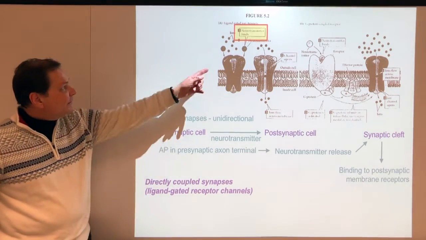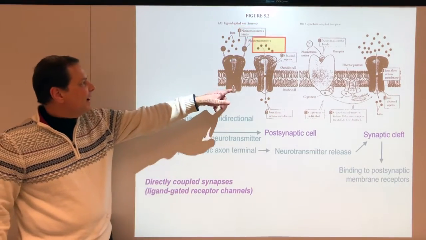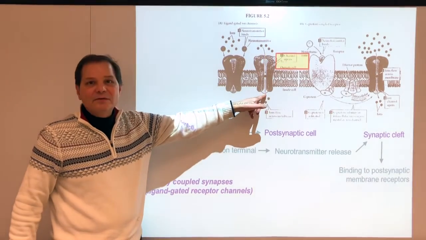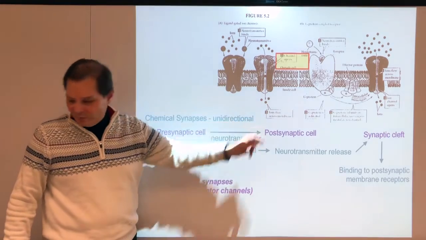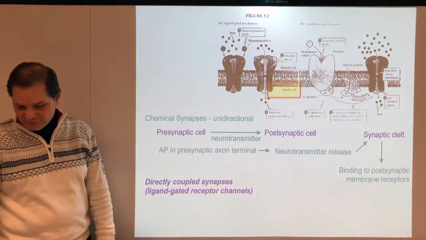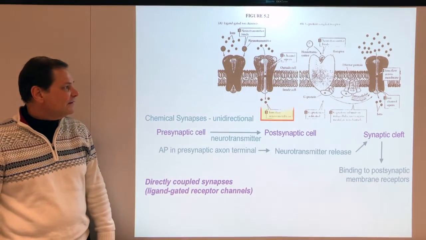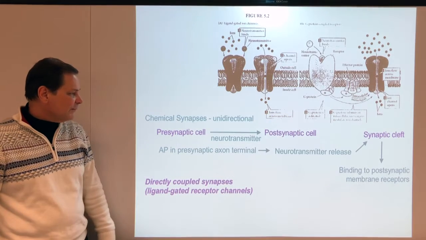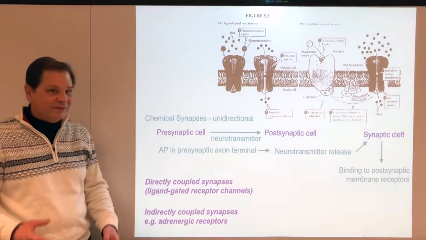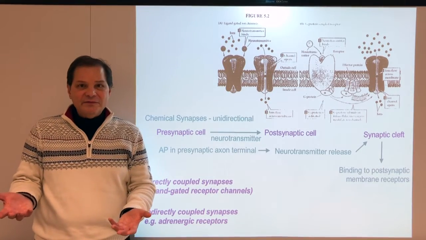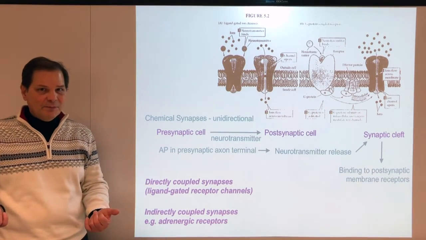So a neurotransmitter binds basically to the channel. The channel is the receptor. The channel opens, ions flow into the cell, and that changes the voltage. That's how directly coupled synapses work. Indirectly coupled synapses use second messenger systems, especially G protein coupled receptors are involved here.